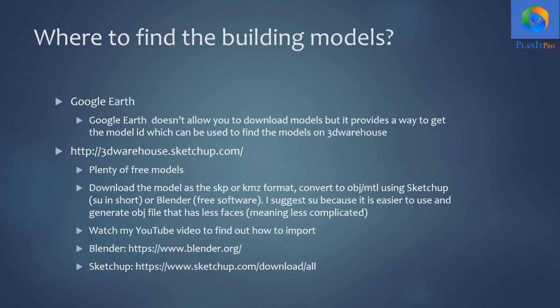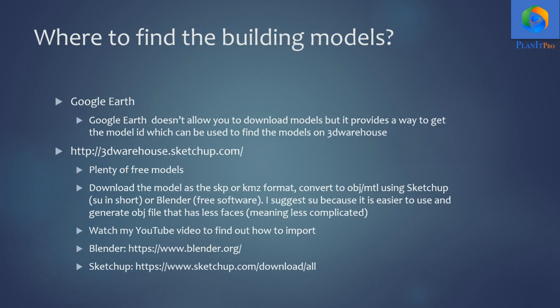Right now, most building markers we imported to Planit are from 3D Warehouse website. You can download the model from their website in either SKP, which is SketchUp native format, or the KMZ format, which is a format that is accepted by Google Earth. Then you can use SketchUp or Blender to convert to OBJ format, then import to Planit. You need some computer skill in order to do that, but although it's not that complicated, you can easily learn that in 10 minutes.